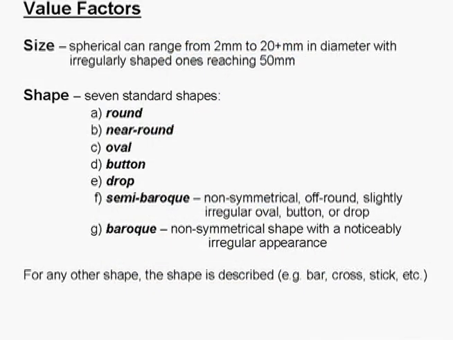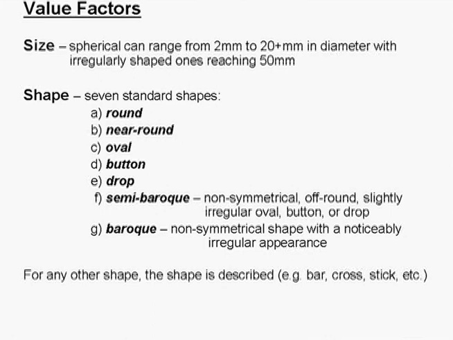What are the value factors when we're looking at our pearls? Well, size: spherical pearls can range from 2 millimeters to 20 millimeters in diameter, with irregularly shaped ones reaching 50 millimeters. So we have to look at that. We have to look at shape. There's 7 standard shapes.